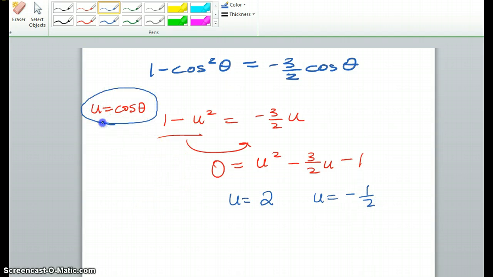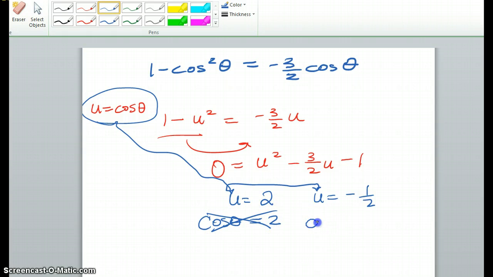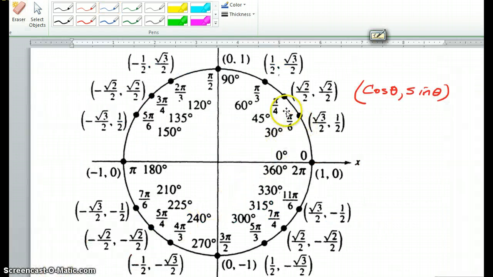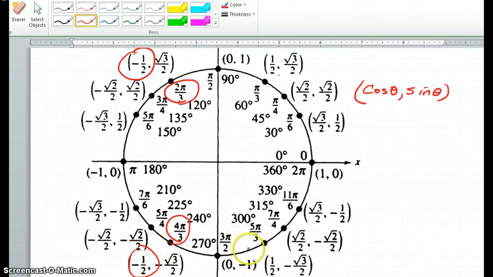So now we're just gonna replace u back in here and here as well. So cosine theta, when is cosine theta 2? Never. When is cosine theta negative 1/2? So basically what you're asking yourself is what theta value gives you negative 1/2. So when you go to your unit circle, negative 1/2 is right here for cosine, so that's 2 pi over 3. Negative 1/2 down here, which is 4 pi over 3.